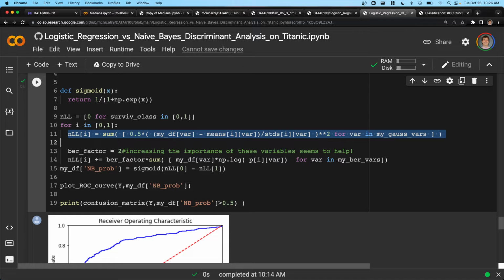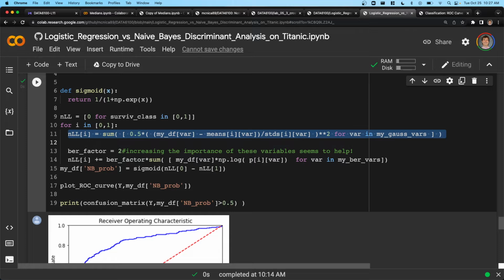So this is the sum over the Gaussian-like variables, where you do x_i minus mu_i, divided by sigma_i squared. And then you do the same thing for all the Bernoulli types, and this is where we're going to use this formula. For all the Bernoulli variables, you're going to do x_i times log p_i over all the possible Bernoulli things. I think this one has a minus.